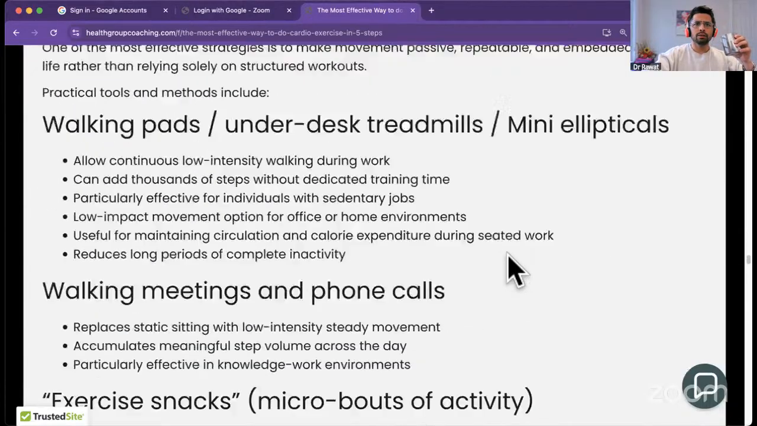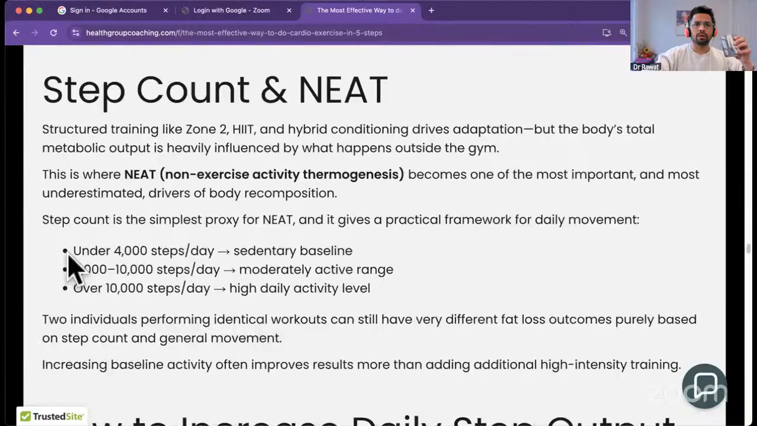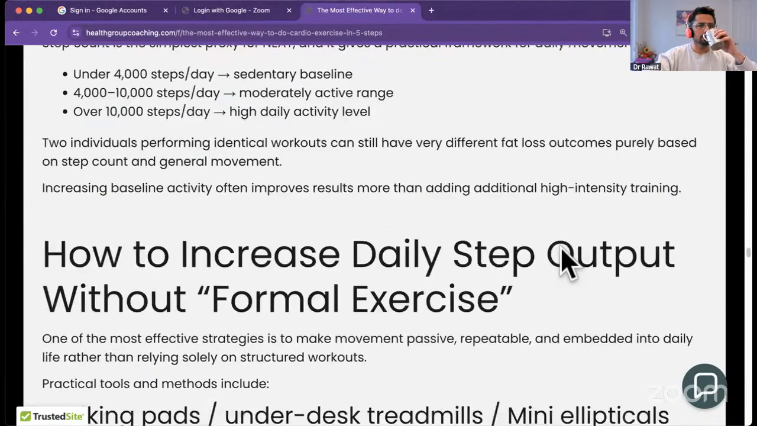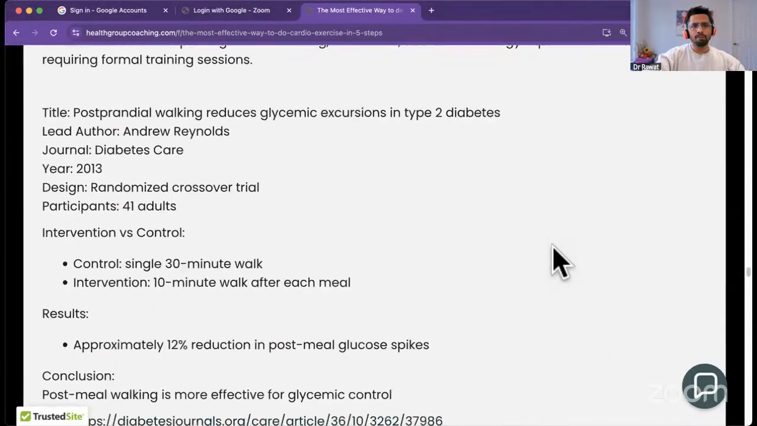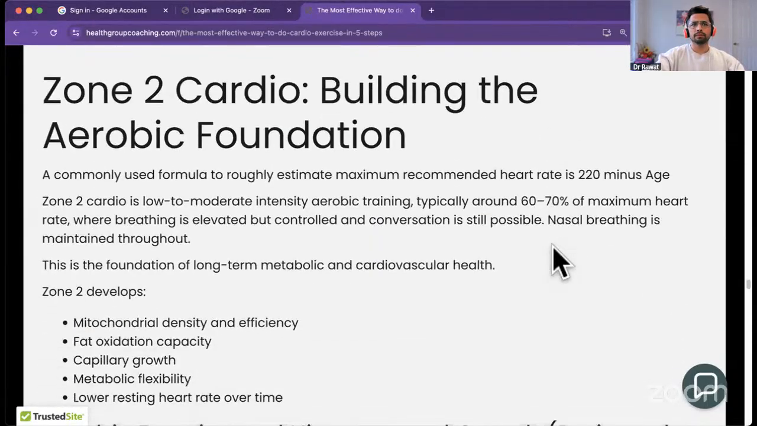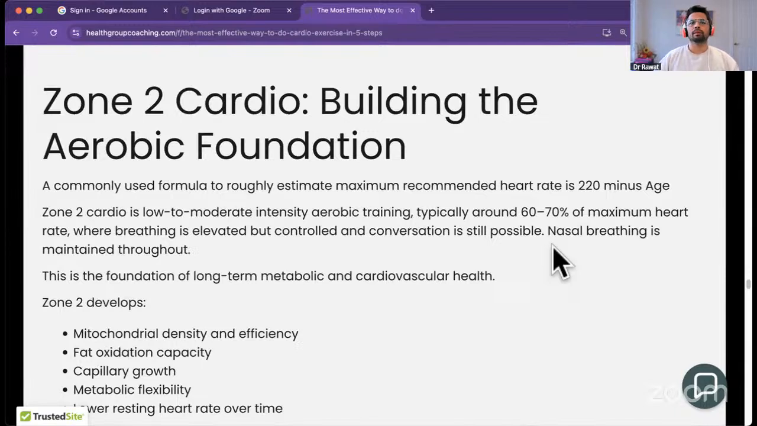So step one was to make sure you're counting your step counts and be aware of your step counts. Step two is building the aerobic foundation. That's what we call zone two steady state cardio.